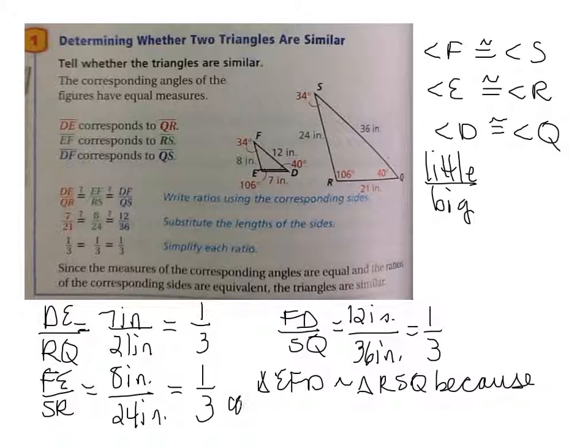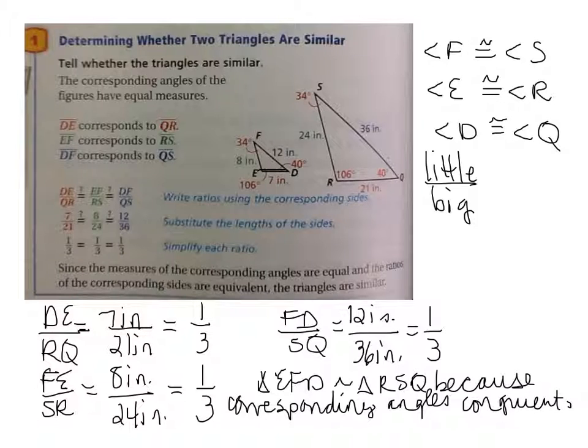Because the corresponding angles are what to each other? Good, yes. Can I use congruent? Yeah. Corresponding angles are congruent. Your writing would actually be nicer than mine, but it's messy on here. It's hard to write. So triangle EFD is similar to triangle RSQ because the corresponding angles are congruent, and the corresponding sides are what?